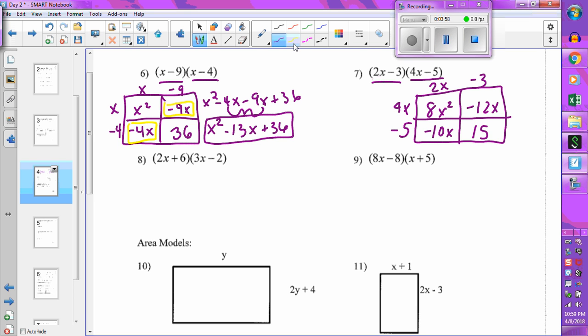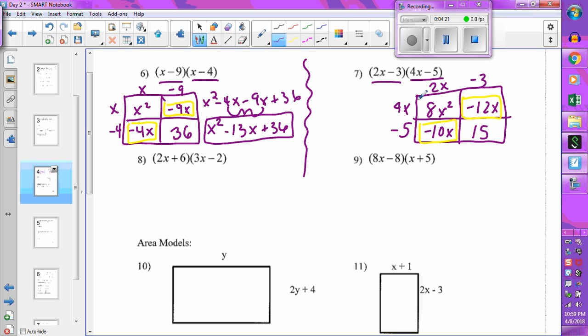Now, once again, let me change my color. We're going to look to see what we can combine. I have a negative 10x and a negative 12x, so I'm just going to put a little box around them. This is just to remind me that I can combine these like terms, because they are like terms. Let me draw a little line over here.